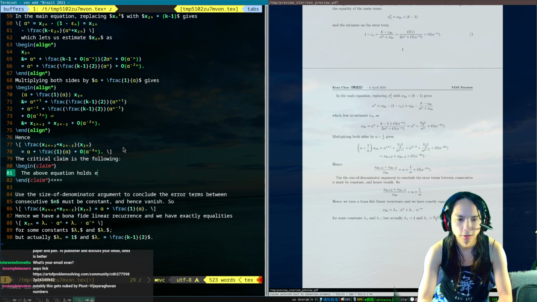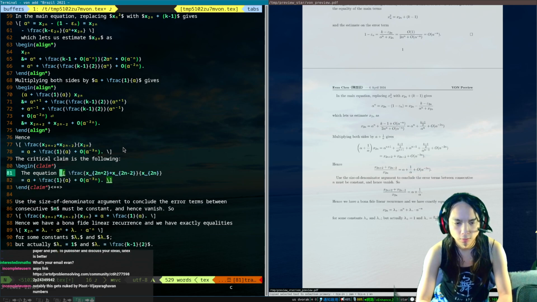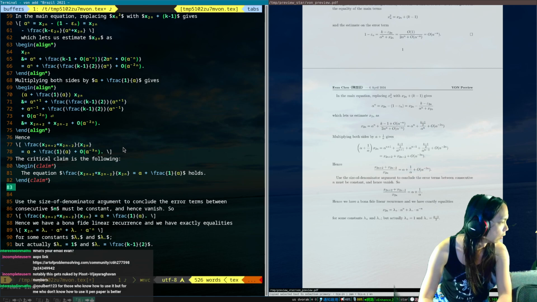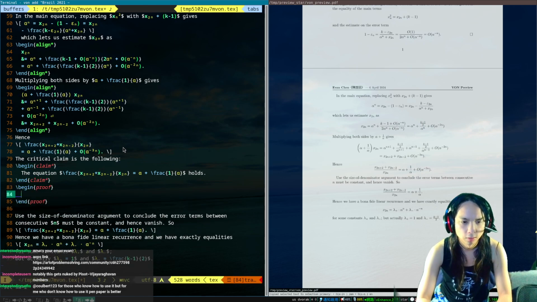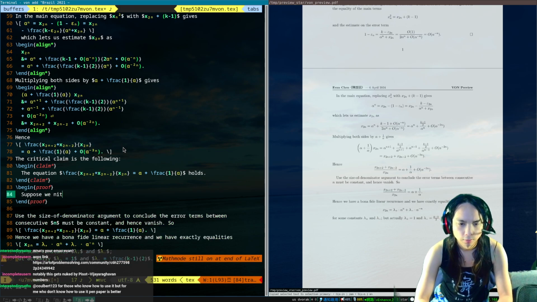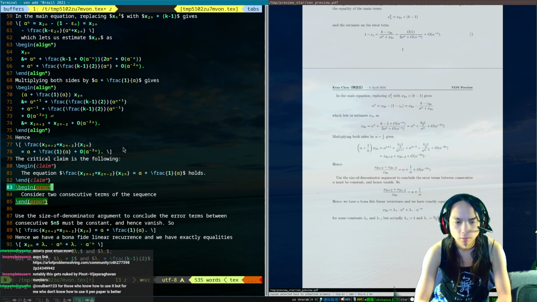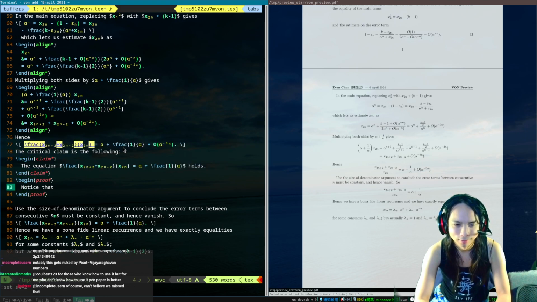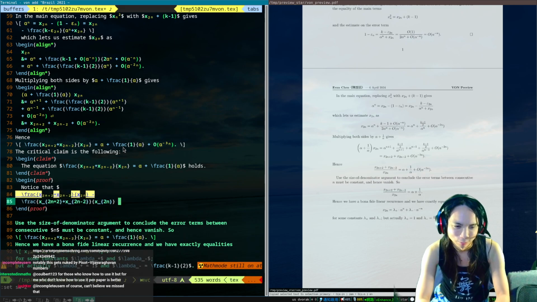Claim: the above equation holds even... is true. Suppose we write y_n, define it equals... I don't know how to write this, honestly. I actually haven't seen an argument quite like this before. Or at least not recently. I've probably seen something like this somewhere before, but not quite.